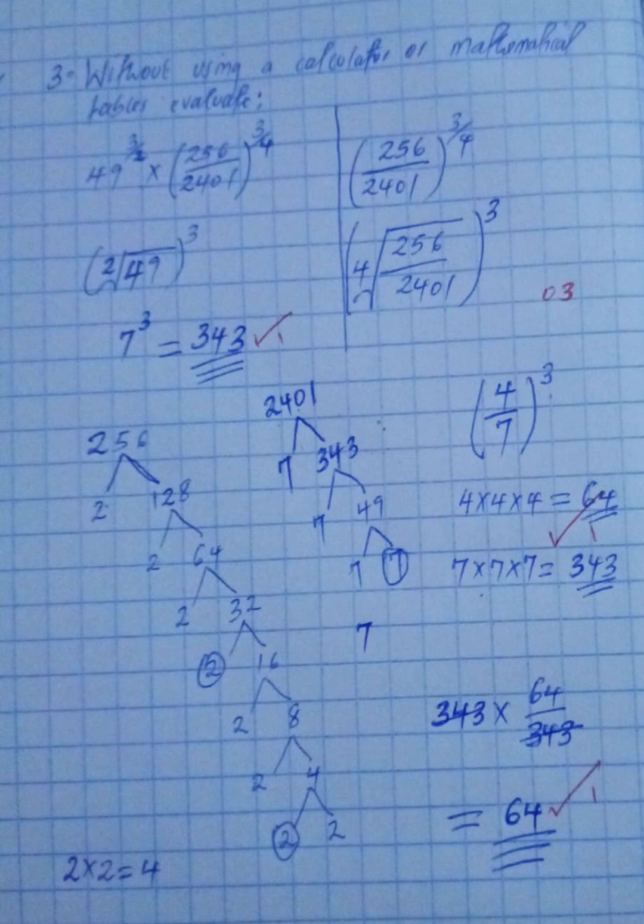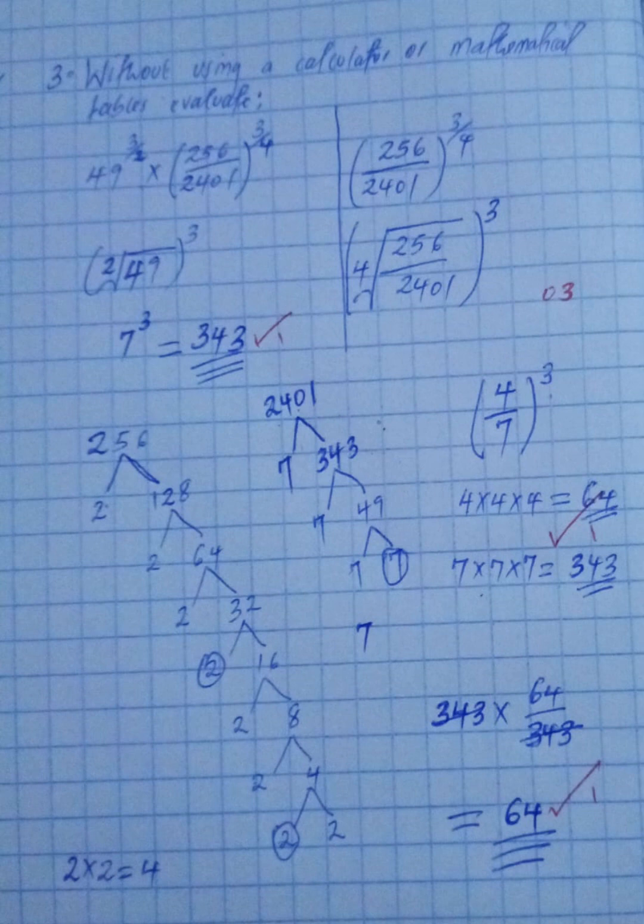So now the cube of 7 is 7 multiplied by 7 multiplied by 7, which is 343. Now to the second one, I'll have 256 all over 2401 raised to 3 over 4. With this one, I cannot predict, but I'll use the prime factor method to get the fourth root.